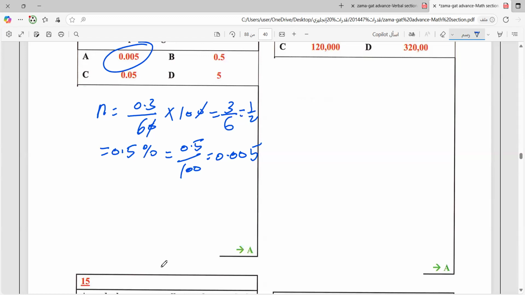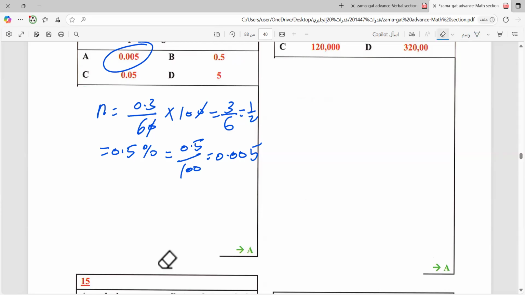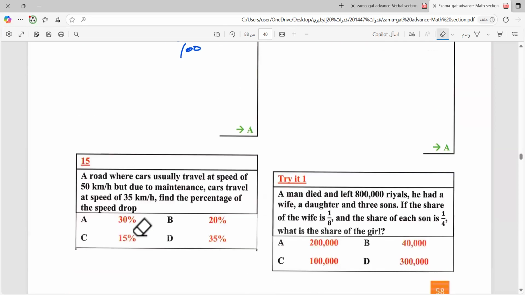Clear? If there's no percentage in the choices, I have to divide by 100 or the answer is wrong. If you have a percentage, no need to divide by 100. If we have a percentage like this, the answer is B, 0.5 percent. If you don't have a percentage, you should divide by 100. Clear? Okay, number 15.